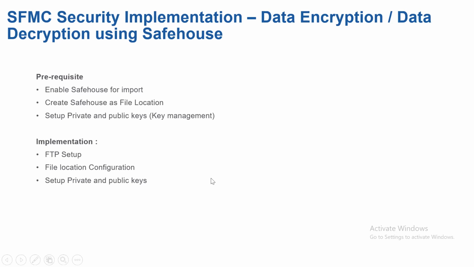When it comes to the implementation, the first step is you have to set up the FTP account. For example, if you want to encrypt any files, we need Safehouse as a location. So we have to configure the enhanced SFTP setup in Marketing Cloud, and we have to do the file location configuration. For example, if you want to push the file from import or export or a Safehouse location, that file location needs to be configured. And by using a private and a public key, you can do the encryption and decryption in Marketing Cloud. Okay. For that, first comes the FTP setup.